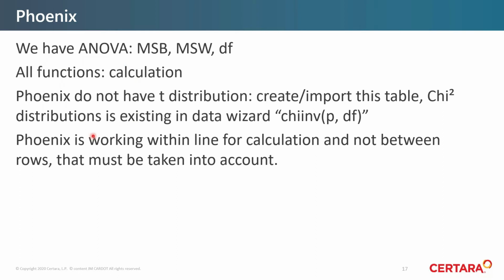Something quite important to remember is that Phoenix works within a line for calculation and not between rows. That means you have, in this case, to put everything on a single line to be able to make all the calculations. You may therefore have to merge or join a lot of files together. For that, you need to have a key which allows you to make the merge of everything.